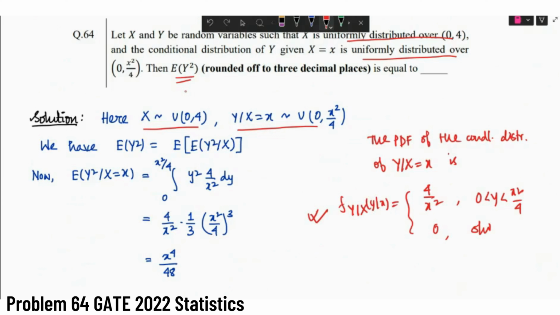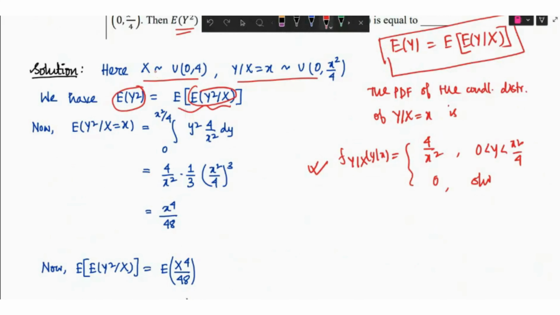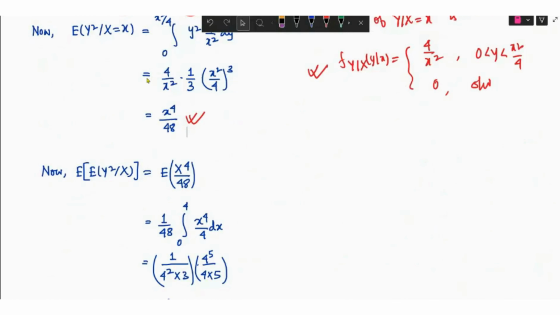We first have to find the expectation. To find the expectation of Y square, we use the conditional distribution formula: expectation of Y equals expectation of expectation of Y given X. Similarly, expectation of Y square is the double expectation of Y square given X. We first find the internal part, the expectation of Y square given X, by integrating with the conditional PDF of Y given X, which yields x square by 48. So expectation of Y square given X equals x square by 48.